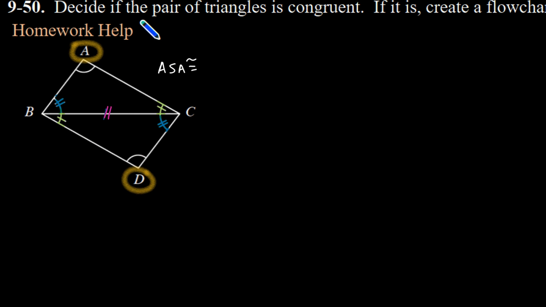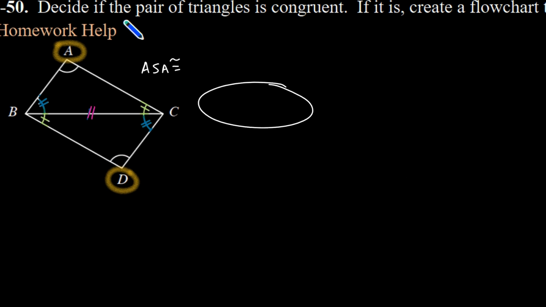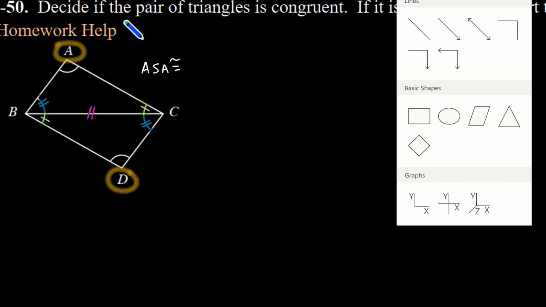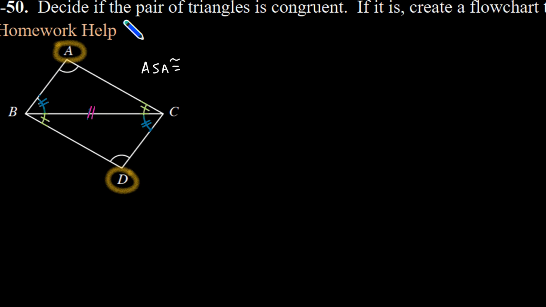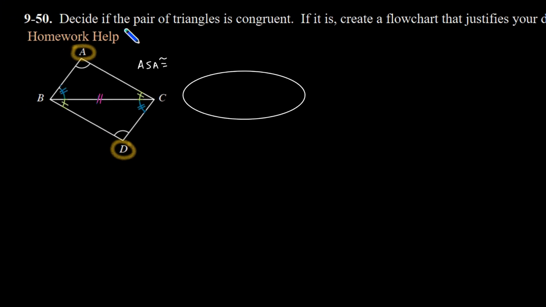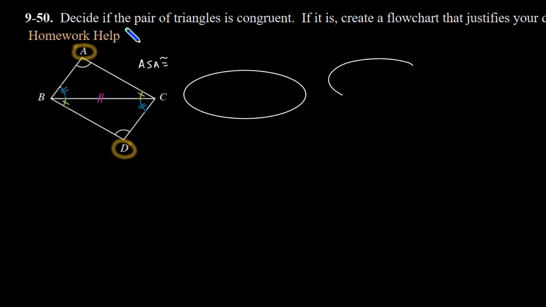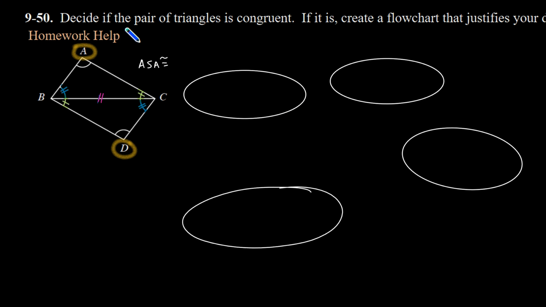I'm going to have a pair of congruent angles. They are given congruent. Let me make this automatically ink to shape. There we go. So here's a nice oval. Here's another nice oval. Here's another nice oval, and then here's a final oval.